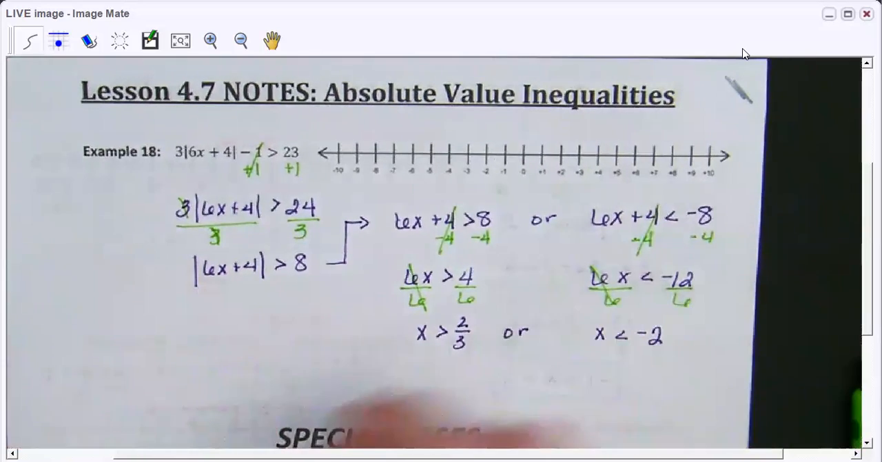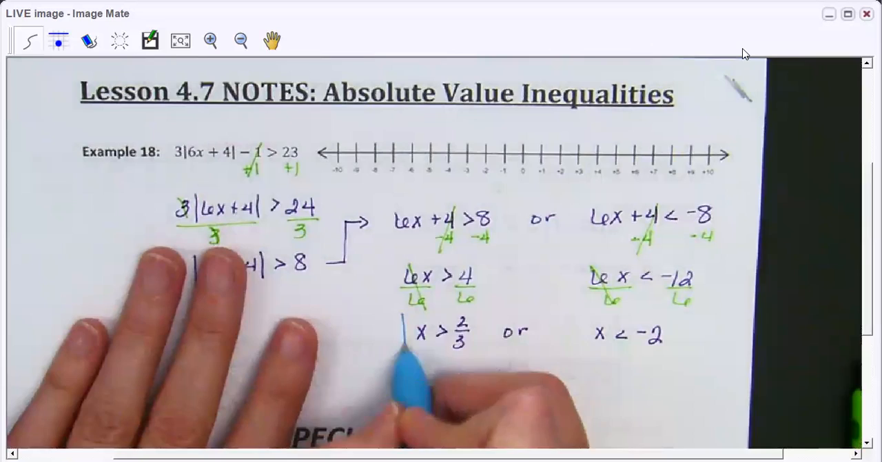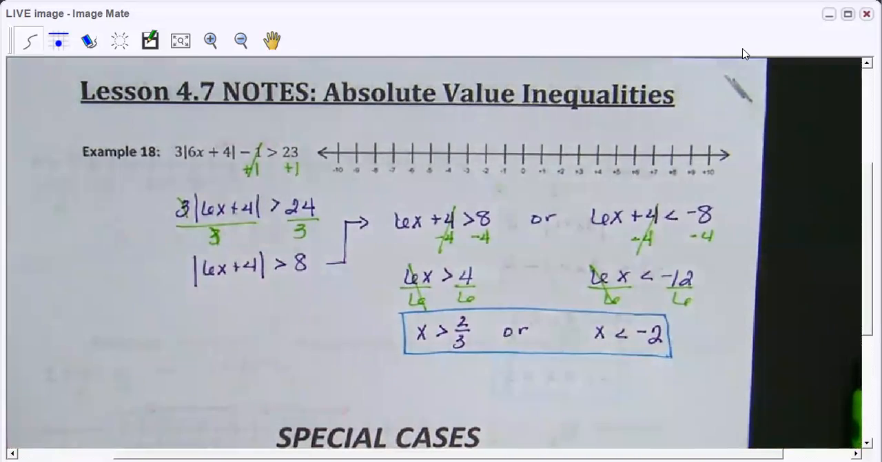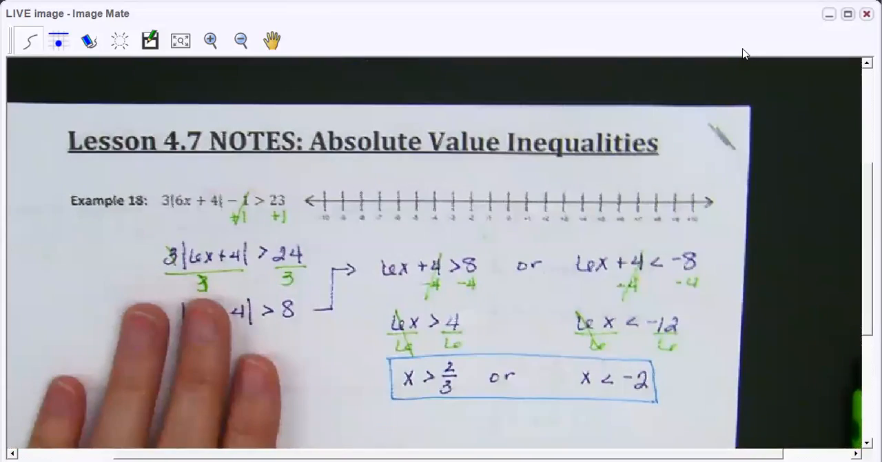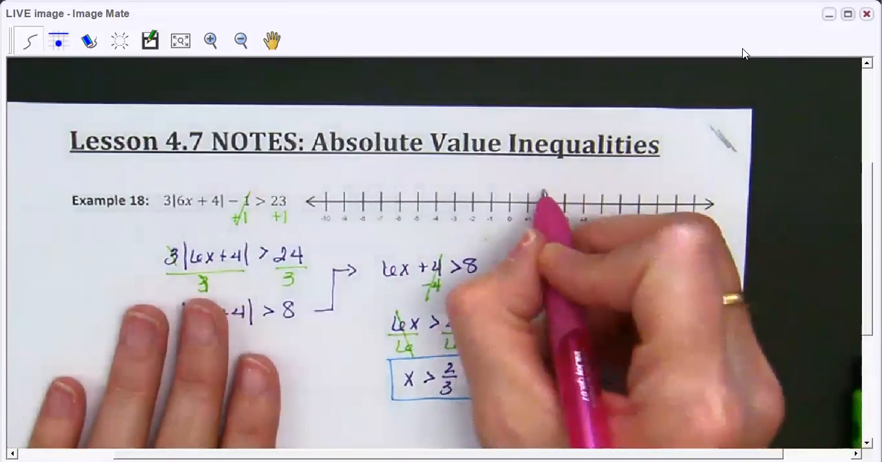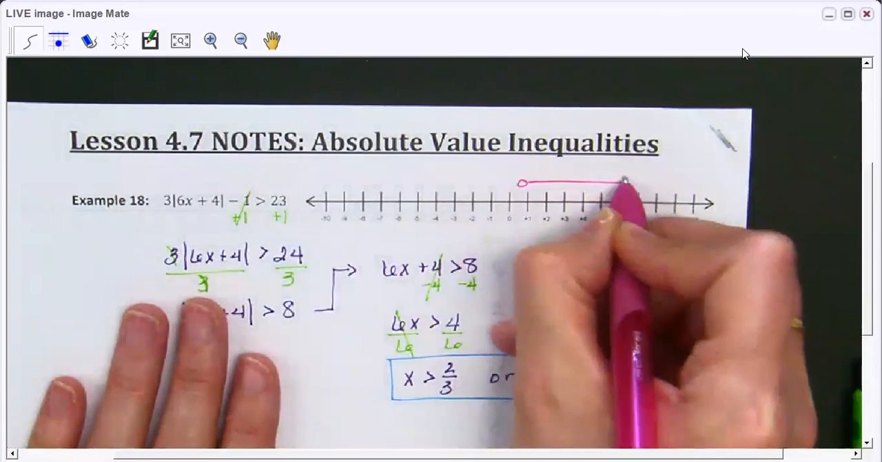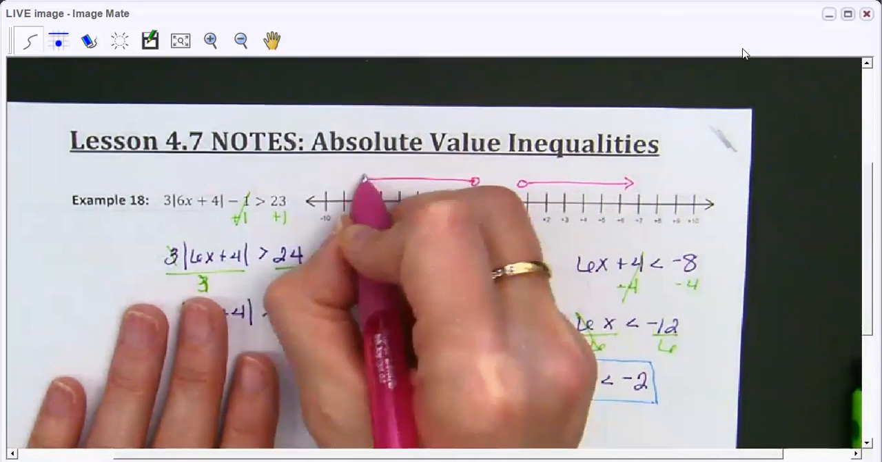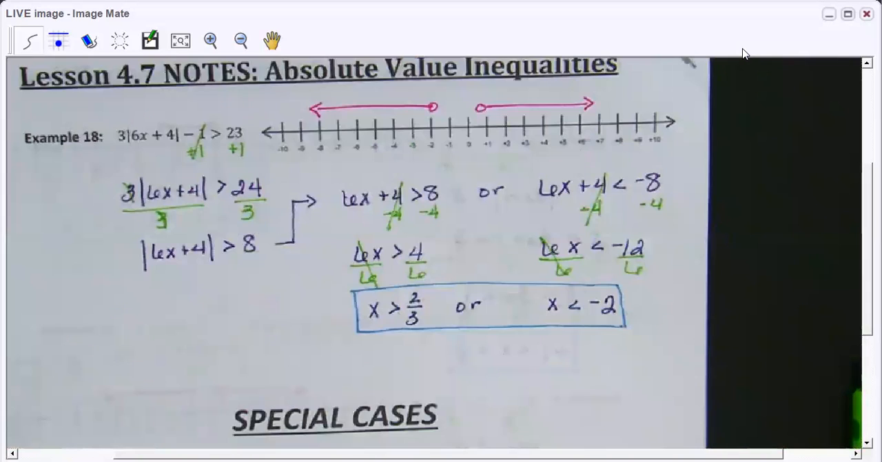Okay, so you should have gotten this disjunction. And then when you graph it, x is greater than 2/3 and less than -2. Yes, sometimes we automatically want to connect those circles rather than leave them open.